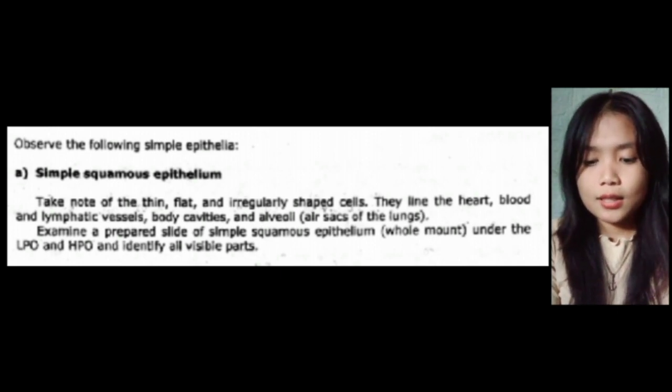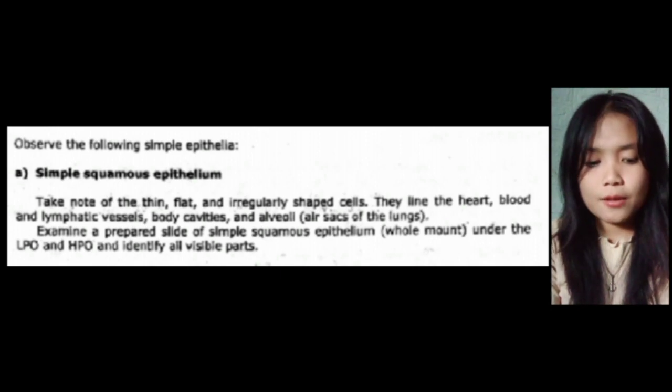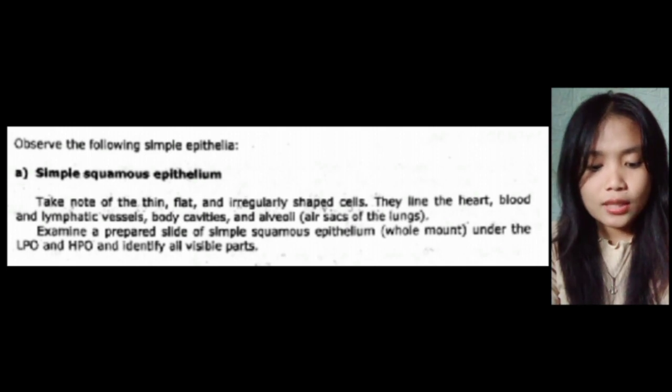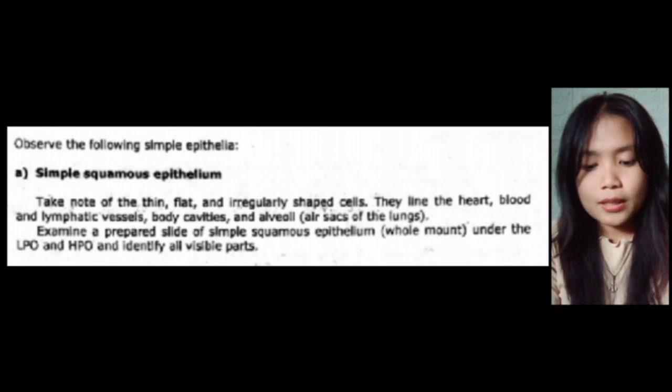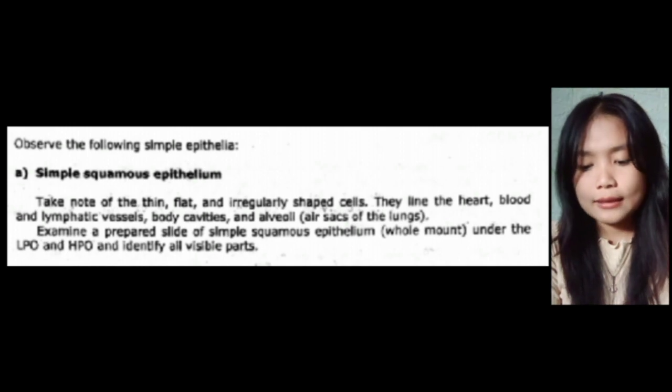Letter A. Simple squamous epithelium. Take note of the thin, flat, and irregularly shaped cells. They line the heart, blood and lymphatic vessels, body cavities, and alveoli or air sacs of the lungs. Examine a prepared slide of simple squamous epithelium or whole mount under the LPO and HPO and identify all visible parts.